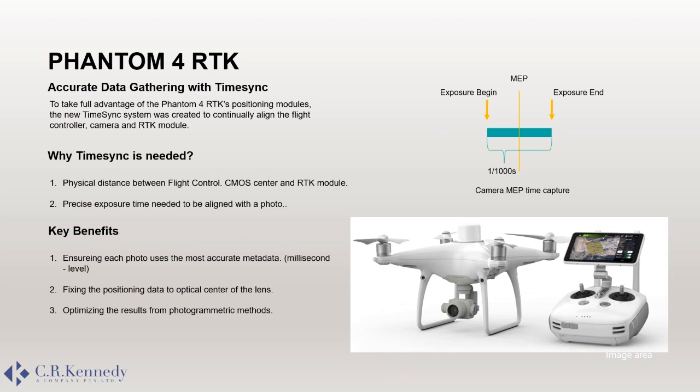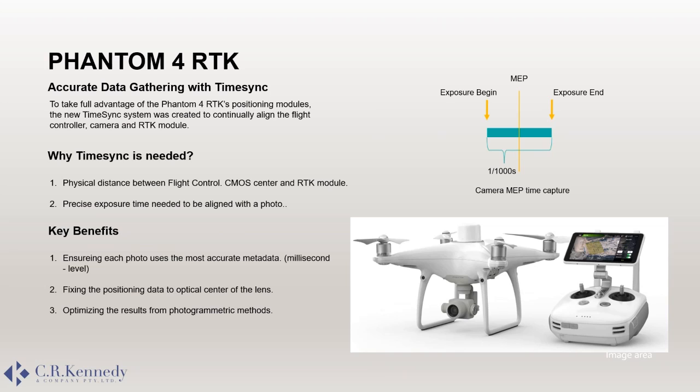So the time sync feature is all about getting the most accurate data from the photo. And the new time sync system, which is incorporated into the P4 RTK, is designed to continually align the flight controller, camera, and RTK module. So why is it needed? It's because there's actually a physical distance between the flight controller, the CMOS sensor, and the RTK module.